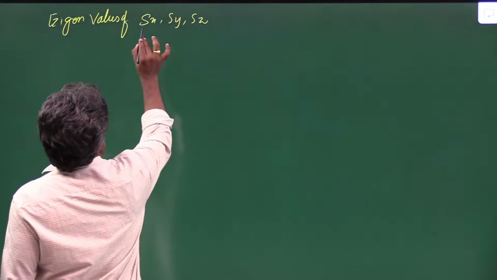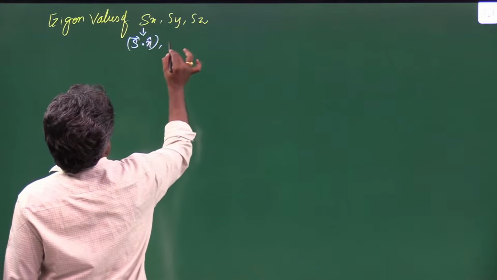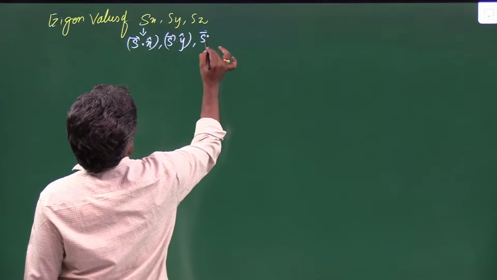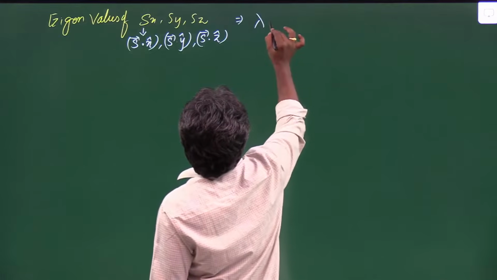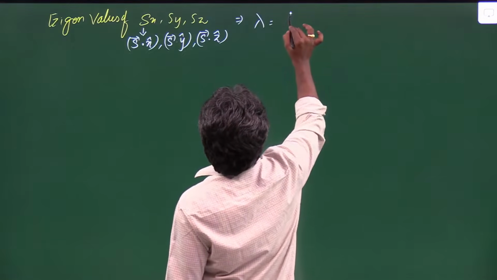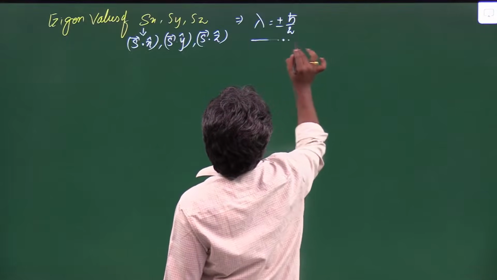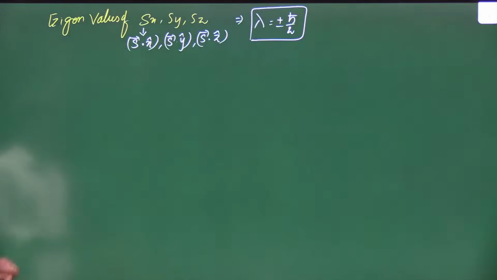Sir, please don't forget this. Sx is nothing but S bar dot x cap, Sy is S bar dot y cap, Sz is S bar dot z cap. Sir, see, what are the eigenvalues you got? H cross by 2 into plus or minus 1. I think I can take it as plus or minus h cross by 2. Yes, sir. Right, wait. Observe.